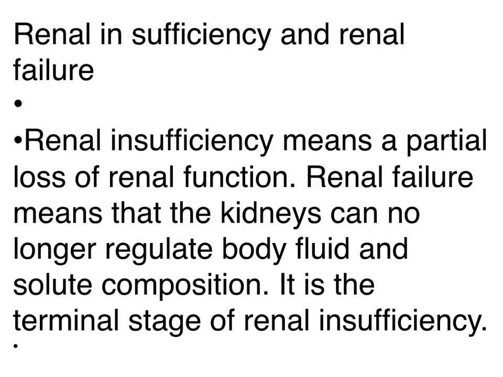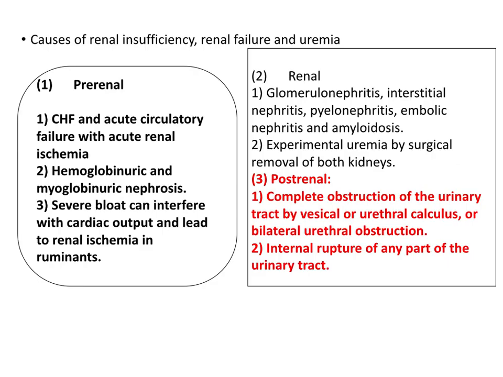How do renal insufficiency and renal failure occur? Renal insufficiency means a partial loss of renal function. Renal failure means that the kidney can no longer regulate body fluids and solute composition. It is the terminal stage of renal insufficiency. So what are the causes of renal insufficiency and renal failure that lead to uremia, the accumulation of urea in the blood?